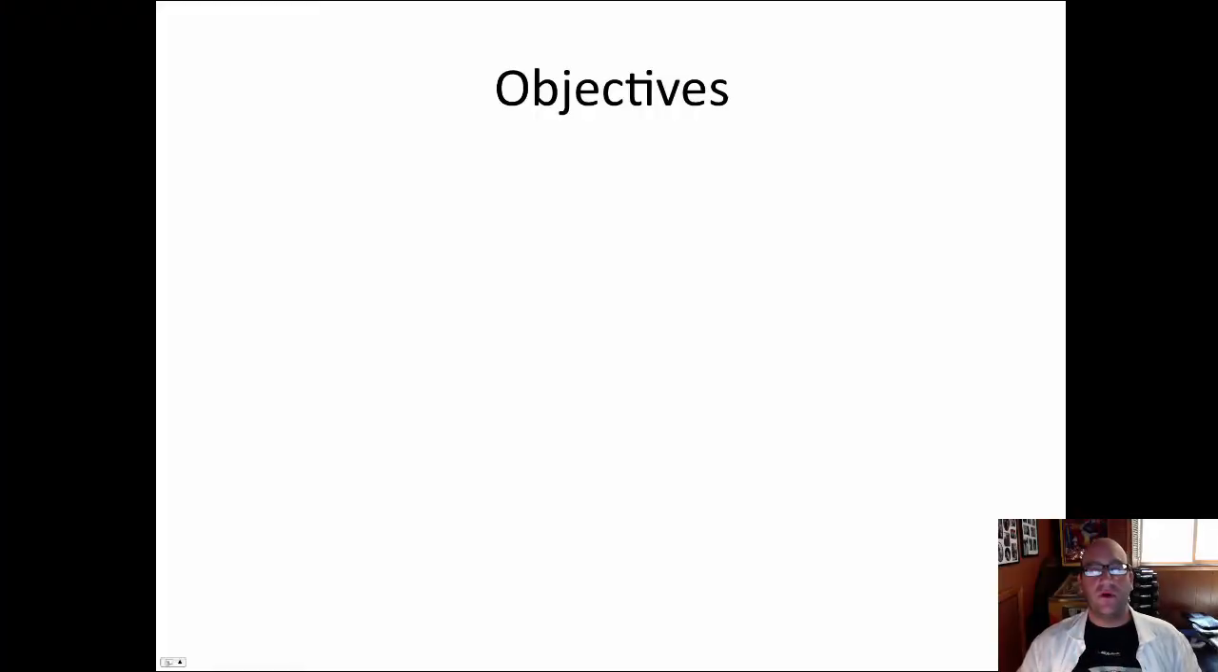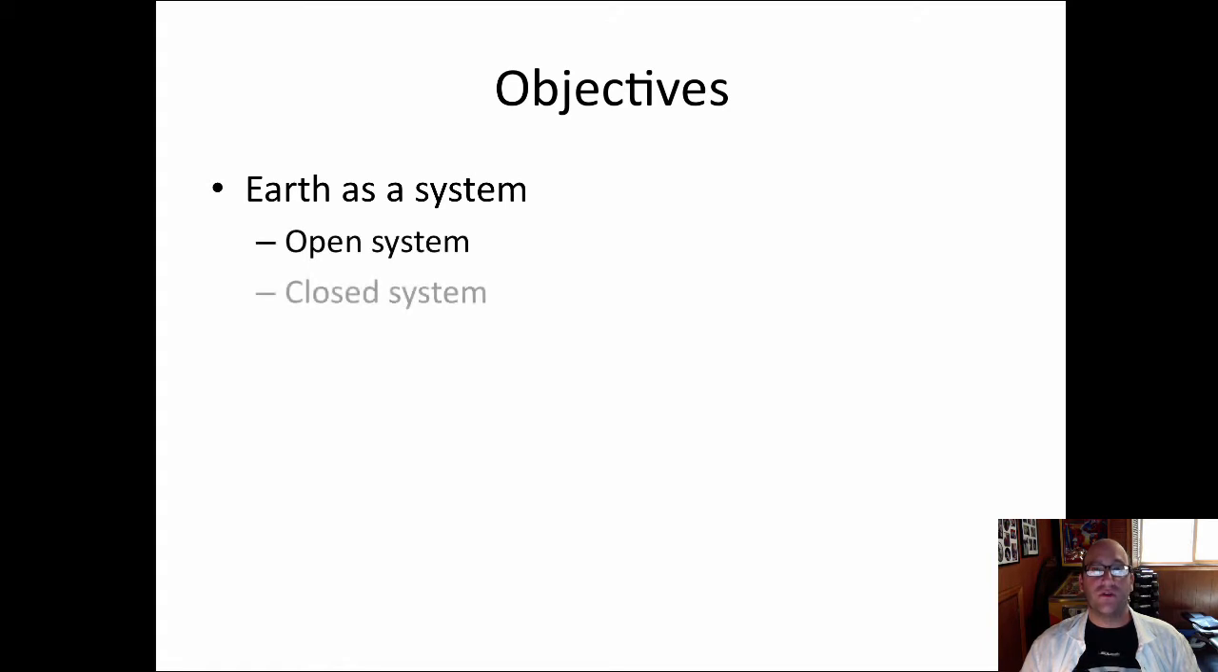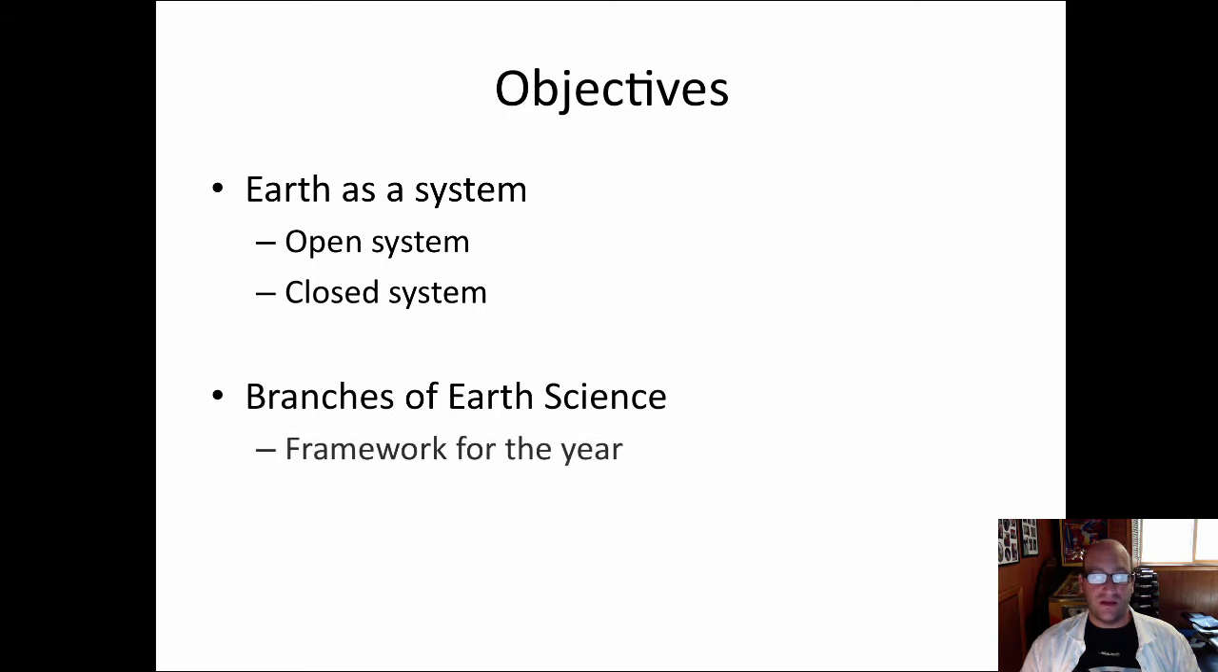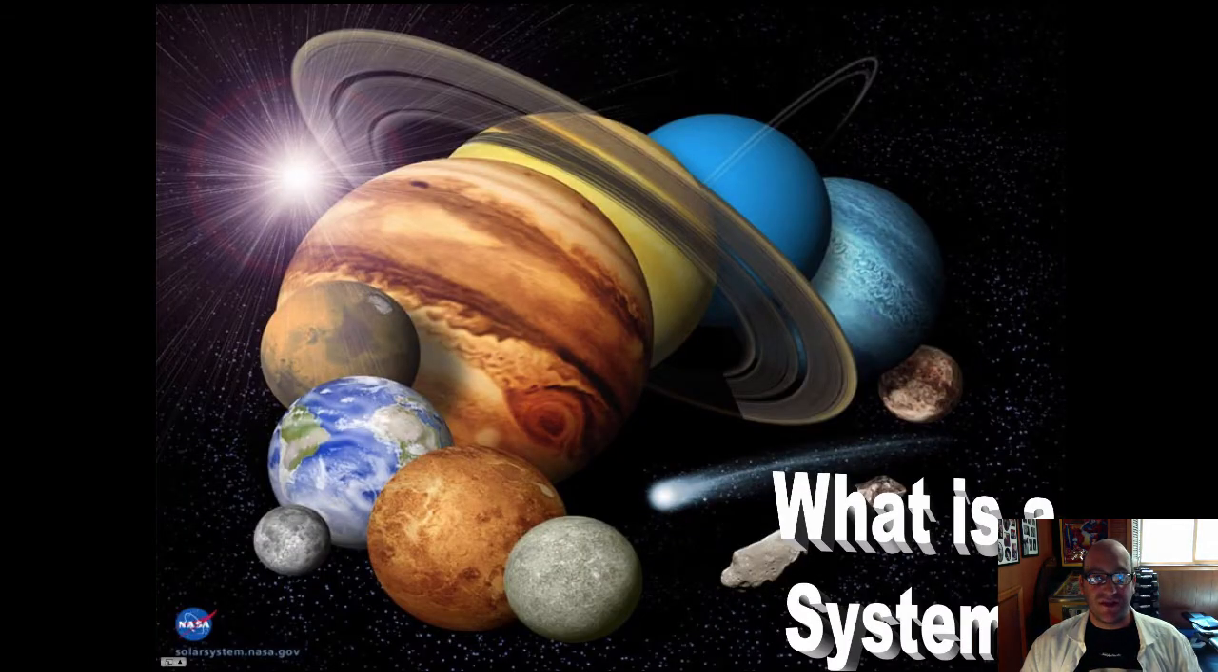All right, guys, here we go. Today's lecture will get into how Earth acts as a system. It'll get a little bit into what systems are. It will also talk about what is an open system versus a closed system, and wrap up the lecture with the 5 branches of Earth science. And really, when we go through this, you should understand that this is laying out the framework for the rest of the year. These are the topics that we'll talk about from now until the end of the year in June.